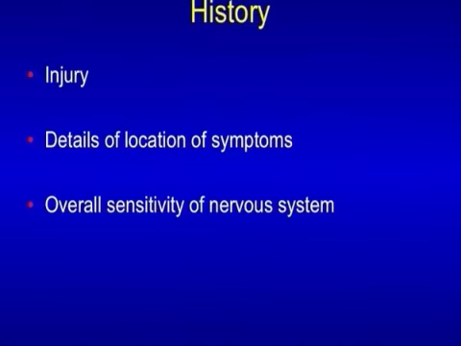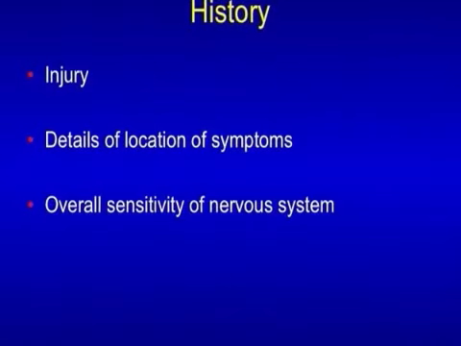So in terms of the evaluation, what I try to do is obviously get a fairly detailed history. About half of the people present with some history of an injury, and that seems to be split evenly between motor vehicle accidents and repetitive strain injury. The details of the location of the symptoms are also critical. Again, I think the more you know about the symptoms that mimic TOS, the better job you're going to do. And finally, I think what's important is getting an overall idea of the general sensitivity of their nervous system.